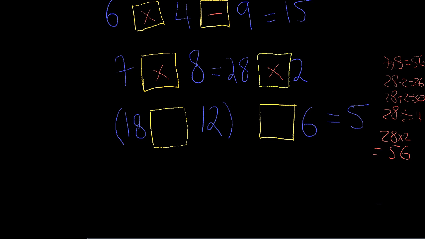So let's try 18 multiplied by 12. Well, 18 multiplied by 12 minus 6 divided by 6 would all give you numbers which are way above 5. 18 plus 12 maybe can be 30. Now 30 divided by 6 is clearly 5. So in this case 18 plus 12 divided by 6 is 5.